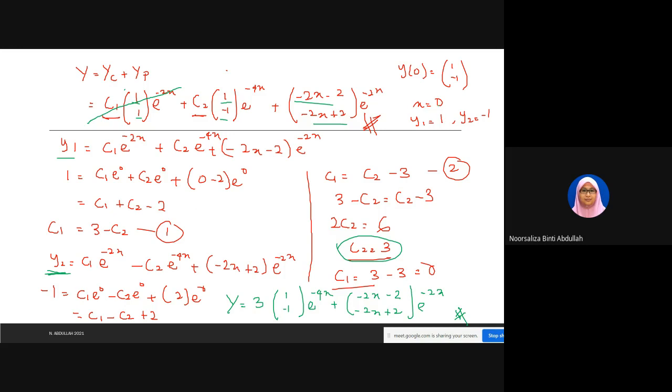Then you replace x with 0 and Y2 with minus 1. Your exponents will be exponent 0, which is 1, and this one will be 0. Then you have 2 here, so minus 1 equals C1 minus C2 plus 2. Then you rearrange the equation so that you can substitute equation 1 into it, and you get C2 and C1. Once you have C2 and C1, you replace their values inside this general equation. It's long, isn't it?